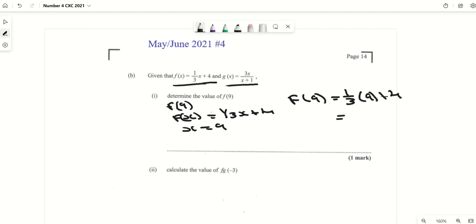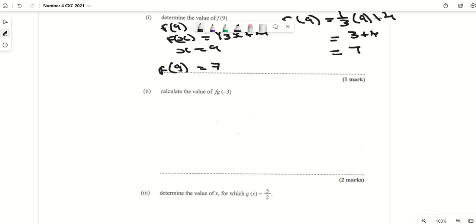A third multiplied by 9 is 3, right? So a third by 9 is 3. I'm just showing the work in there. So it's 3 plus 4. So 3 plus 4 is 7. So f of 9 would be equal to 7, right? And then we're going to do the second part.